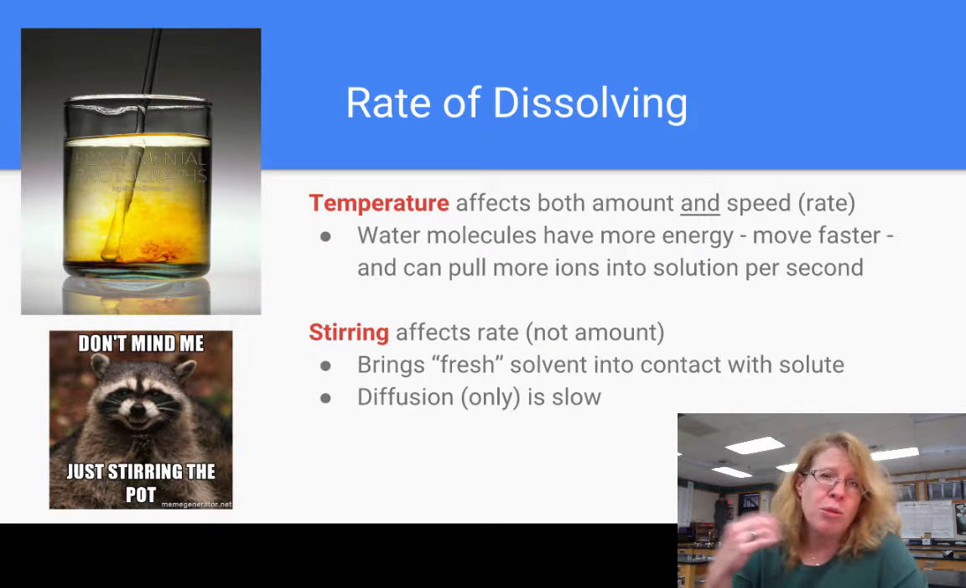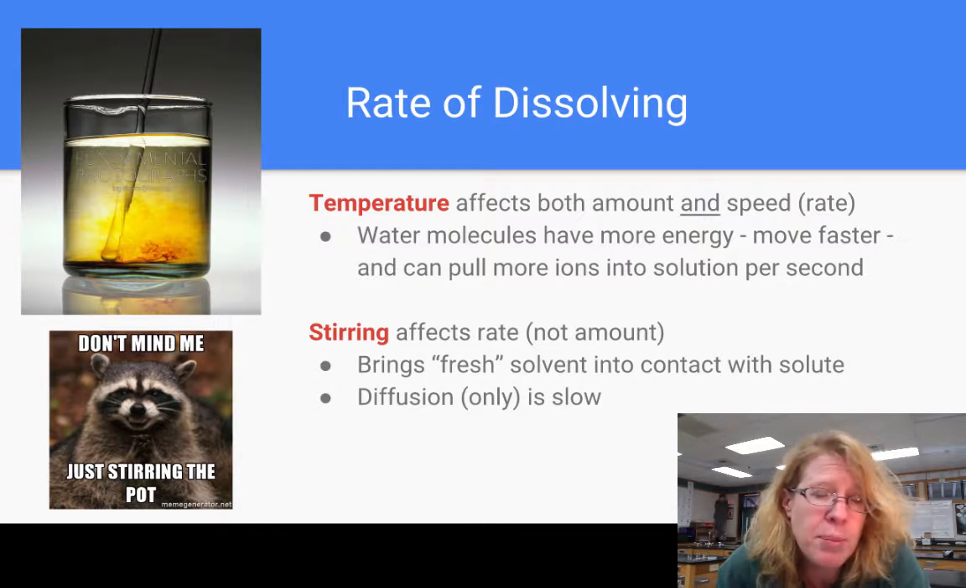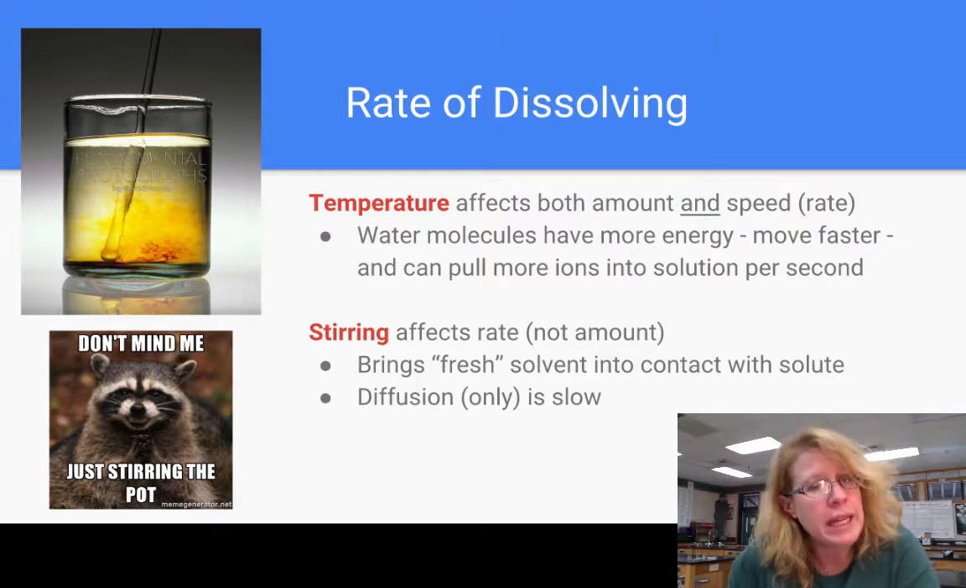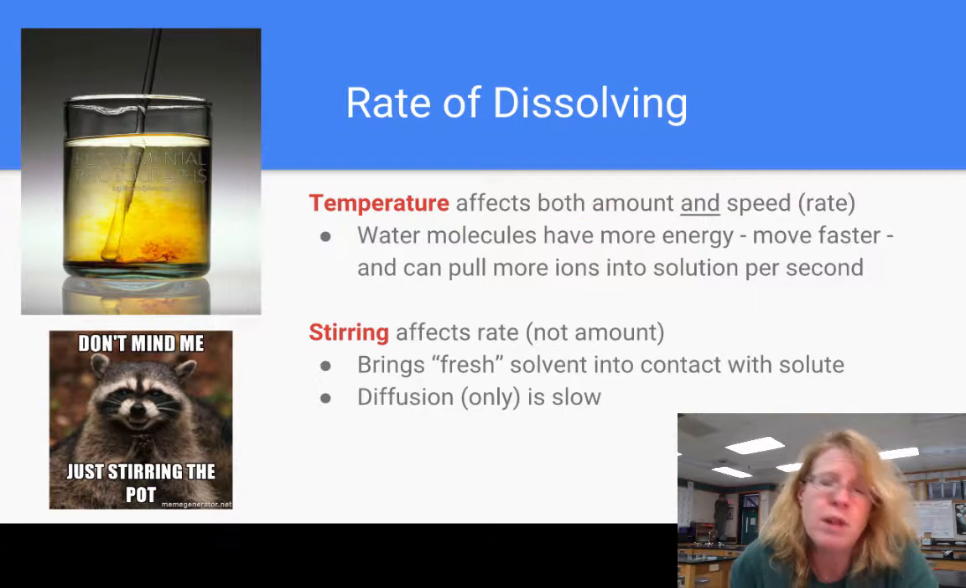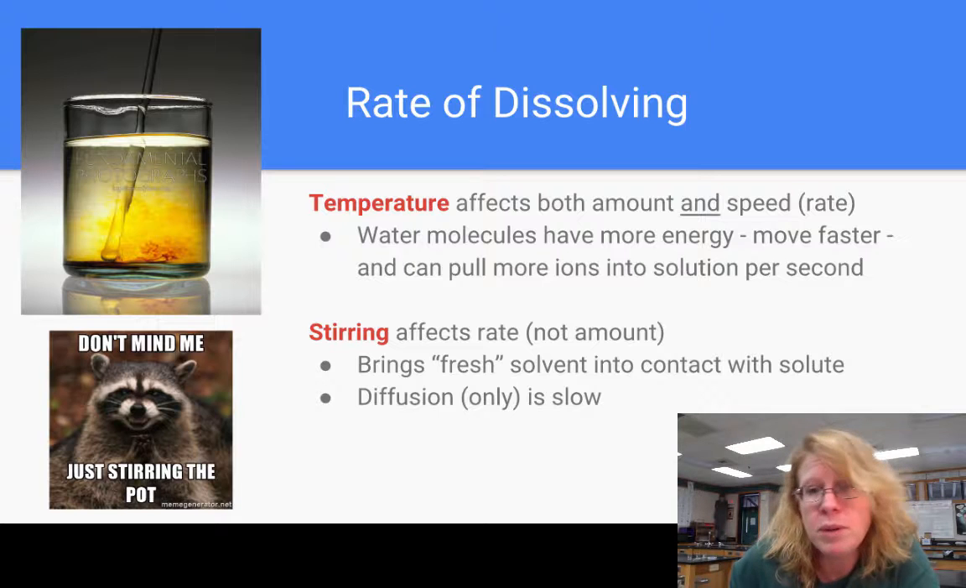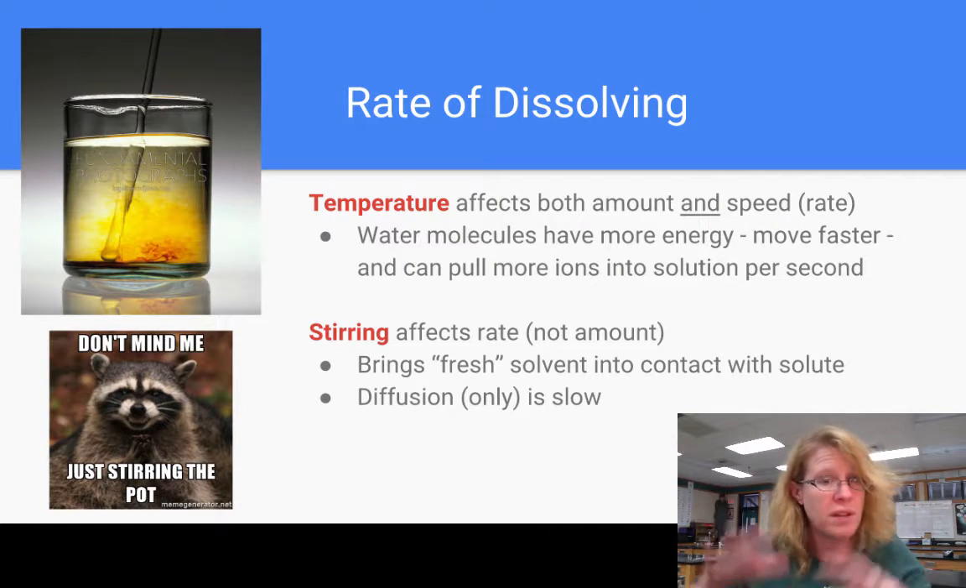Okay. Moving on, this idea of temperature is sort of interesting. You probably know that if you heat up a solution, it's also going to dissolve faster. Most people will tell me that if they want to get something to dissolve, heat it up, right? Well, heating up a solution does two different things. Number one, it will dissolve faster, but number two, it can also dissolve more. So there's two different things going on.